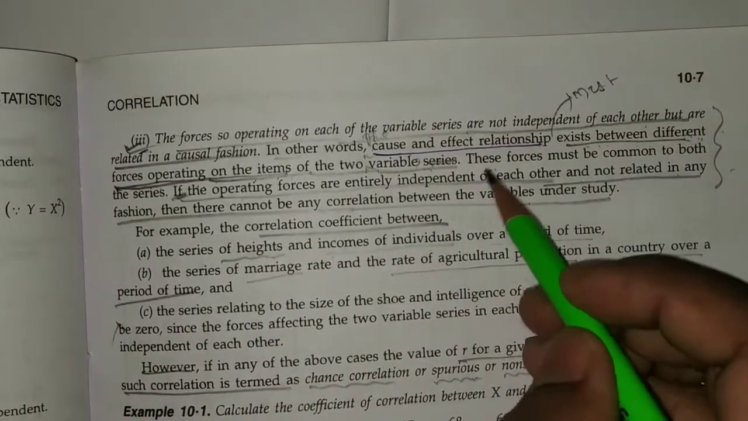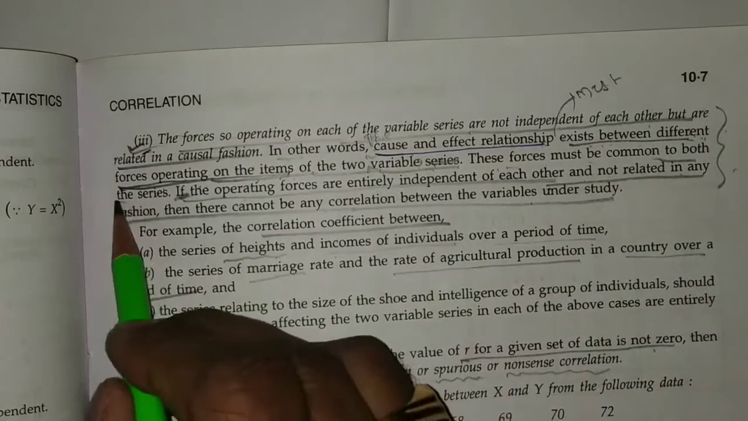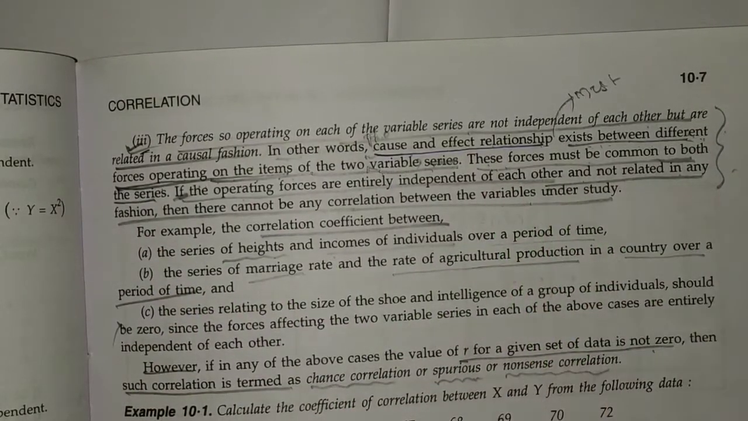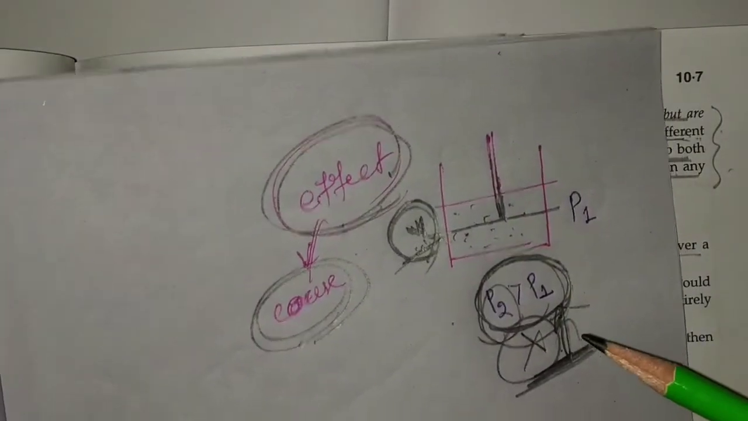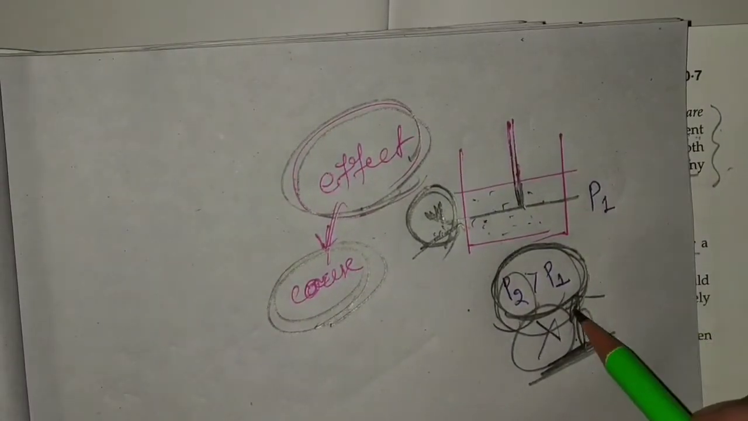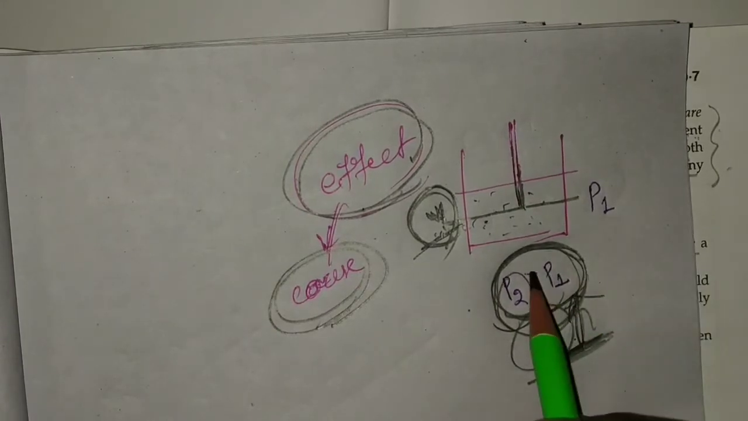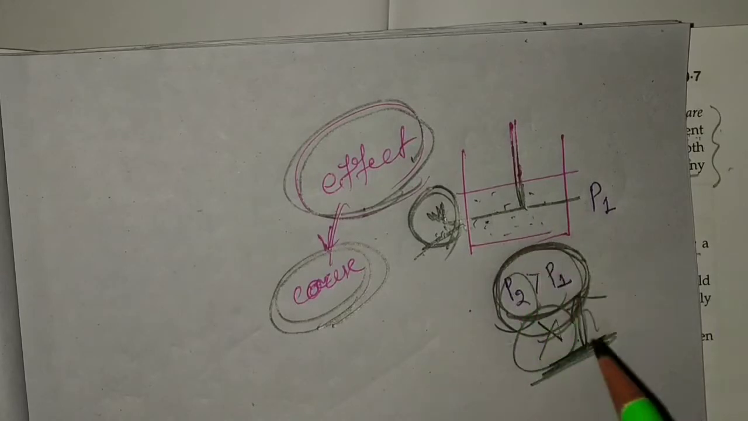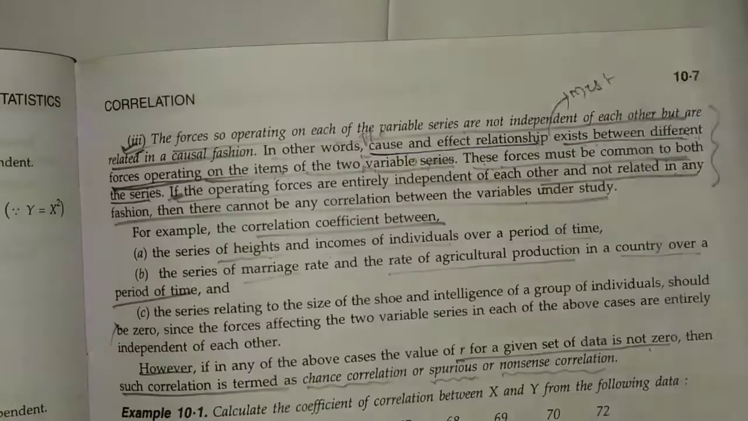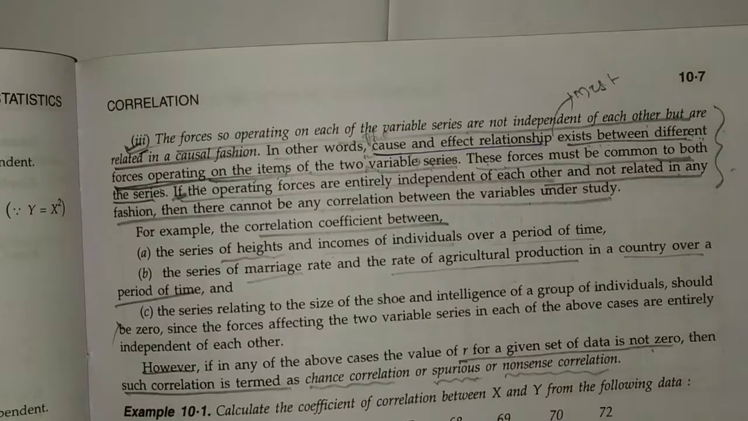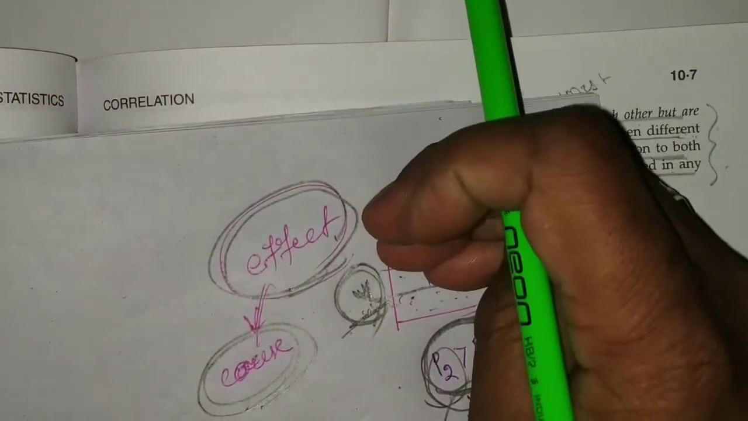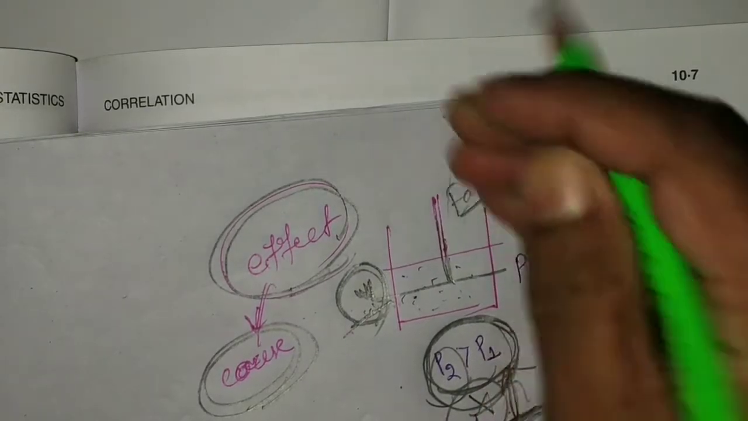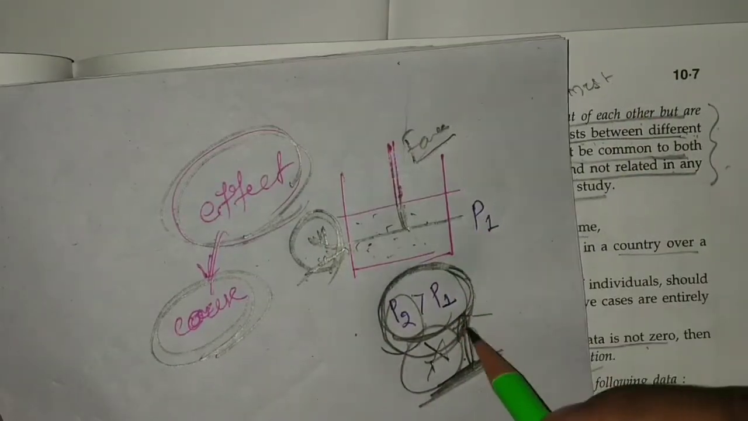The force must be common to both the series. The force must be common to both the series. That means here, the agent which changes the pressure, that agent only changes the volume. That means that common agent changes both this and this. Okay. That means I pressed this piston. At that time the force is what? I pressed this piston. At a time pressure increased, volume decreased.